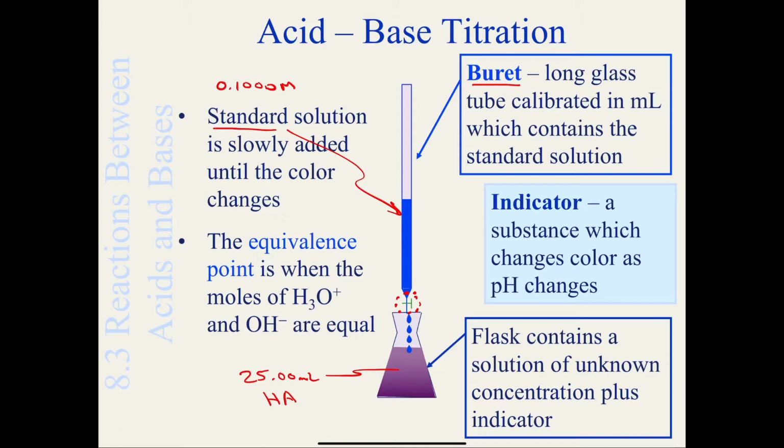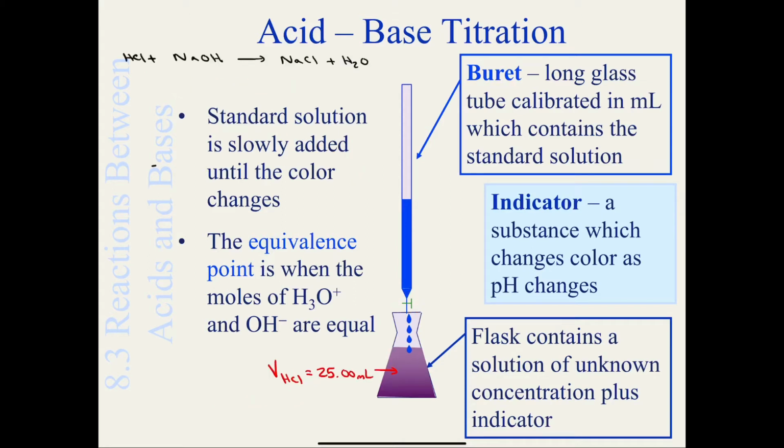We're going to keep adding the standard solution until the indicator changes color. At the point it changes color, what we call the equivalence point, the number of moles of hydroxide ion added is equal to the number of moles of hydronium ion present in the unknown acid. If we were adding a strong base like sodium hydroxide to a strong acid, then the pH would be neutral. It would be 7.